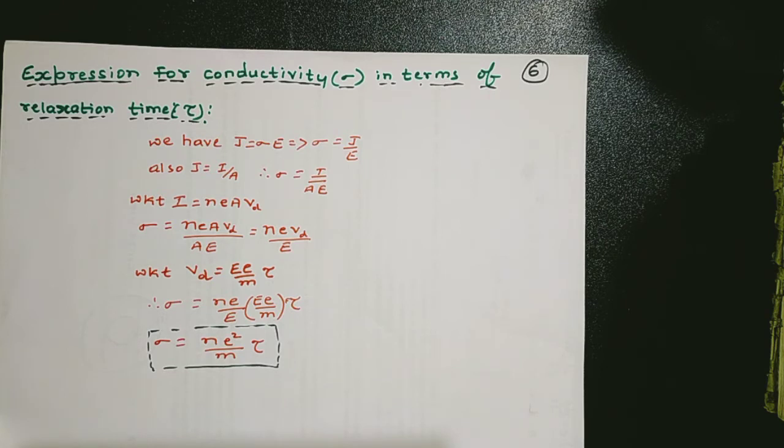of a material in terms of relaxation time. What is relaxation time? Relaxation time is the time lapsed between two successive collisions of an electron moving in a conductor. So we had represented it as tau.